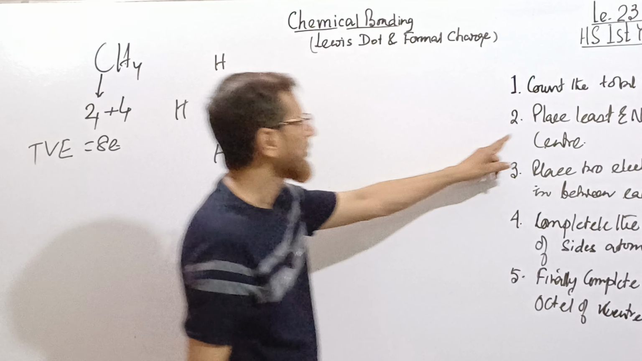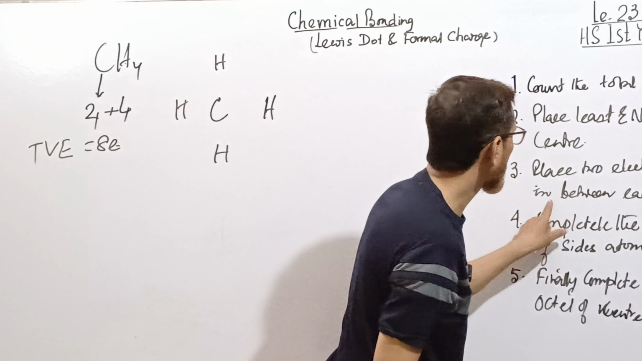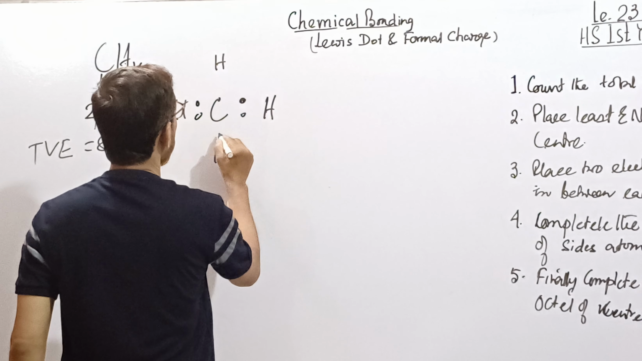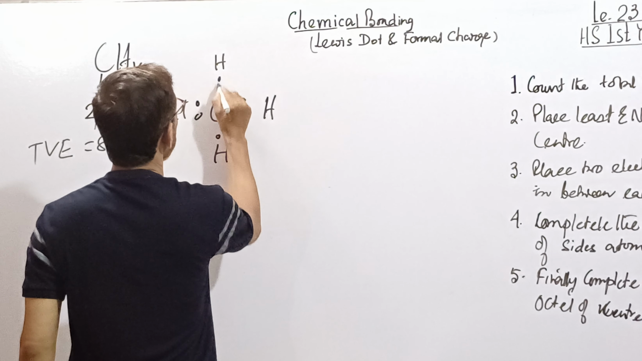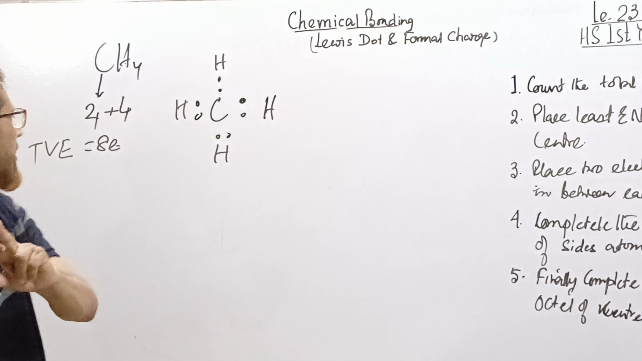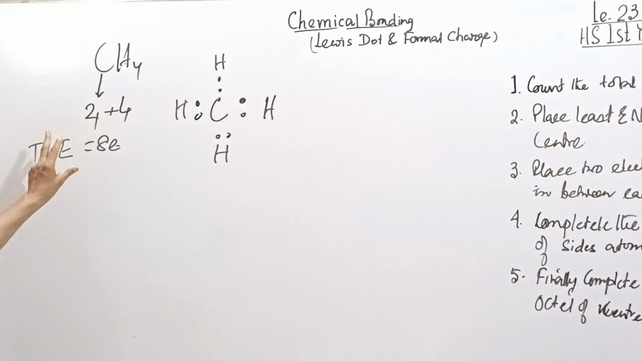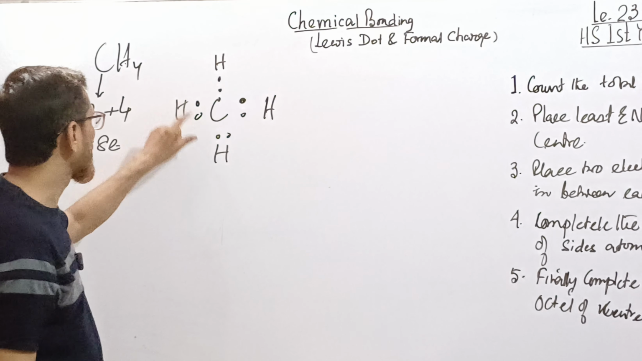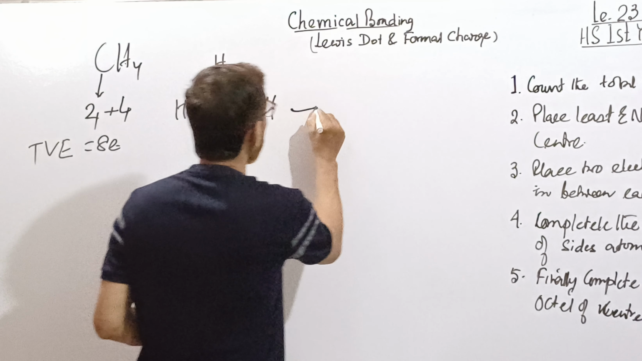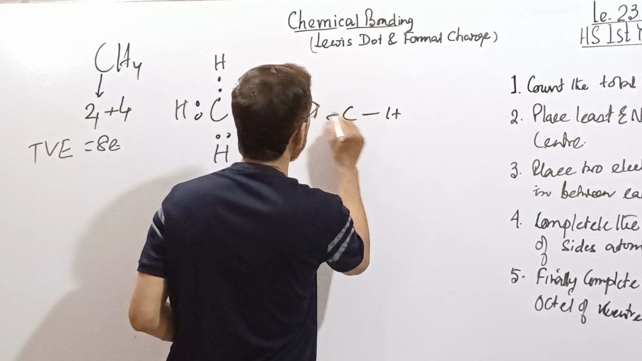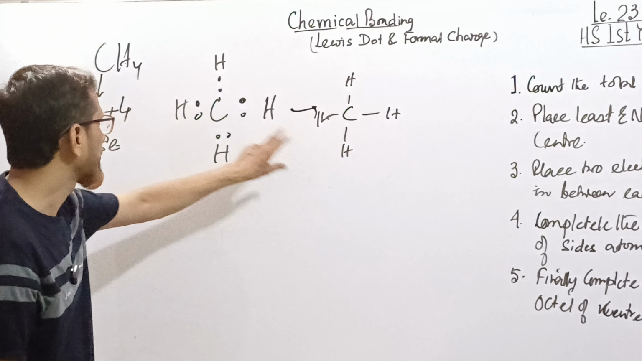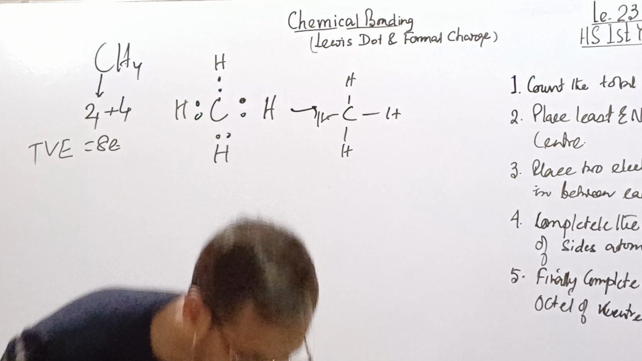And by the rule, place 2 electrons in between each of the atoms. So 2 electrons in between. And see the total number of electrons. The valence electrons calculated at the very beginning, is it balanced or not? So there are 8 electrons: 1, 2, 3, 4, 5, 6, 7, 8. Then the structure is this. The Lewis dot structure is this.